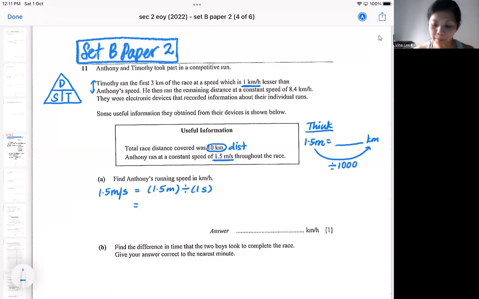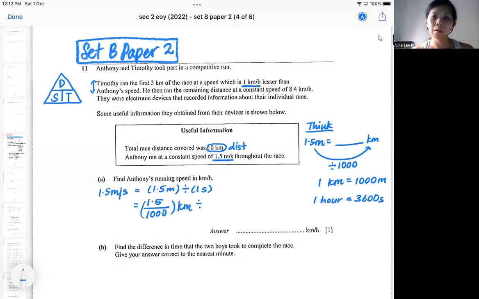Okay, why do I need to divide by 1,000? Every 1 kilometer is 1,000 meters. So 1.5 meter is a very, very small fraction. So it should be 1.5 divided by 1,000. That will give you kilometer. And then you should also try to convert that 1 second to hour. So how do you convert 1 second to hour? You got to remember that 1 hour is 3,600 seconds. So 1 second is only a fraction of an hour.